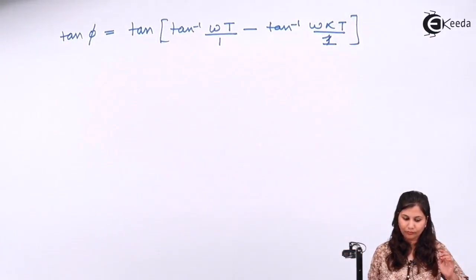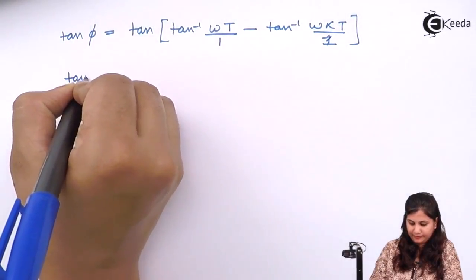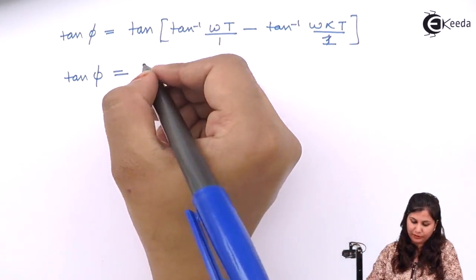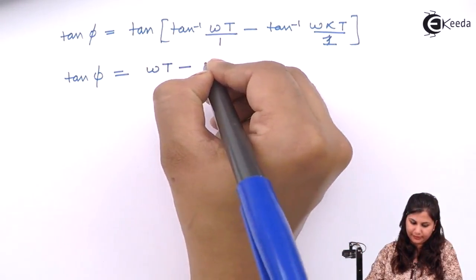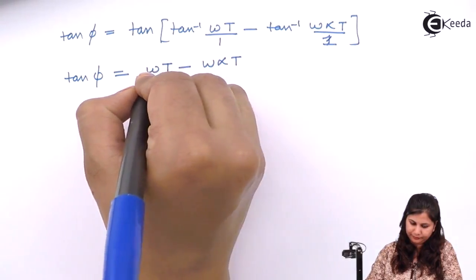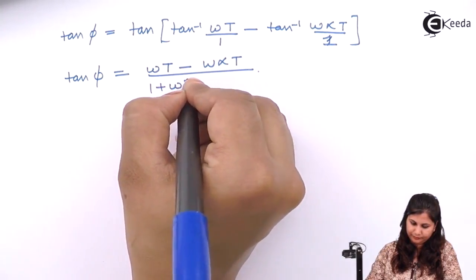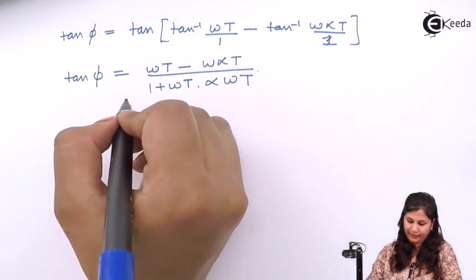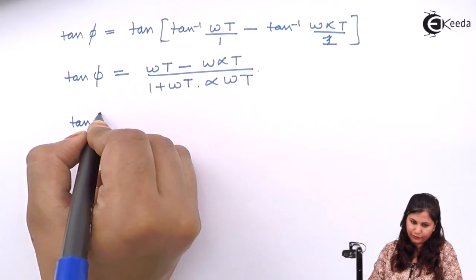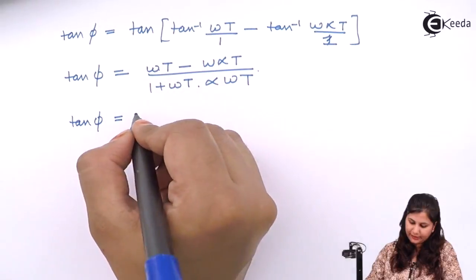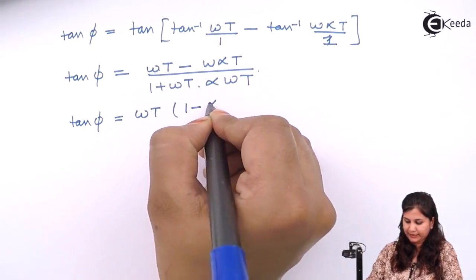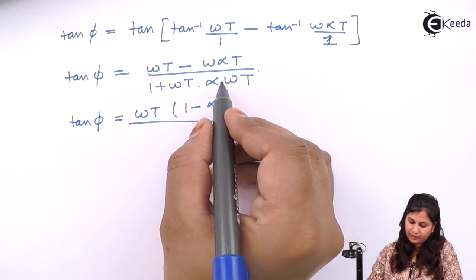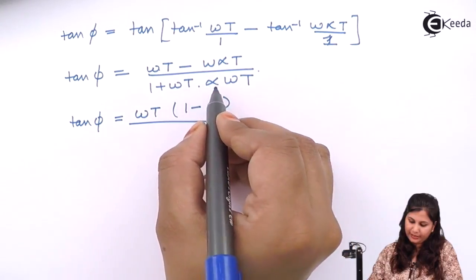Okay. Now let's obtain tan phi. It will be tan of tan inverse of this equation. So it will become omega T minus, and this is the value of tan phi. Let us simplify this value. We will take omega T as common. So we are left with 1 minus alpha. And here if we take omega T, omega square T square, and it is alpha.